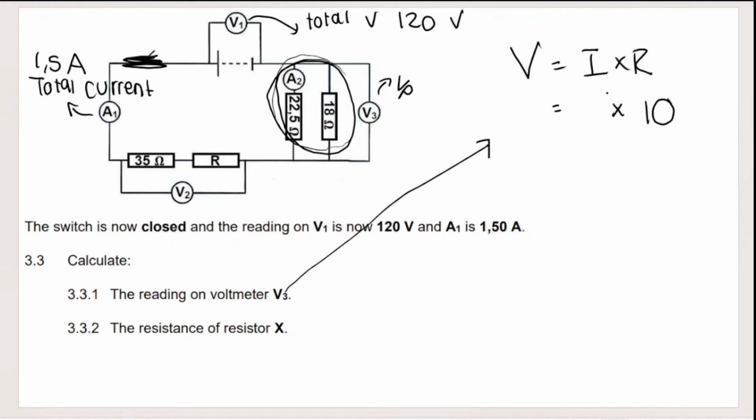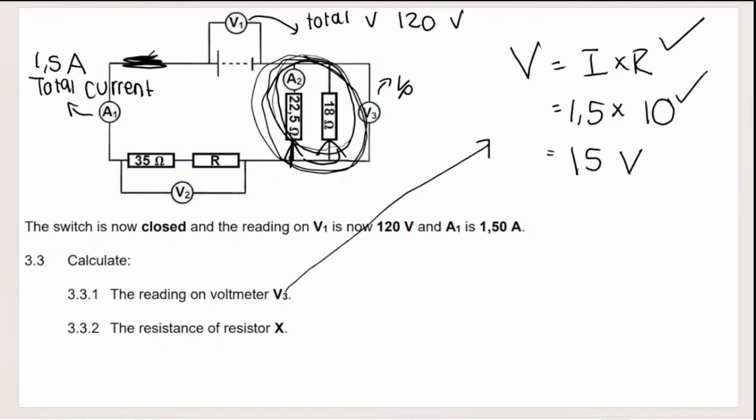And then the current that we use, I know current splits. So some of it's going to go through the 22,5, some of it's going to go through the 18, but overall, for this piece of the circuit, for the parallel combination, the total current will flow through there. So 1,5. That is 15 volts. It'll be formula, substitute, answer with unit.